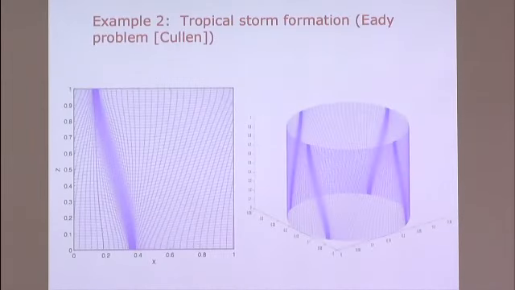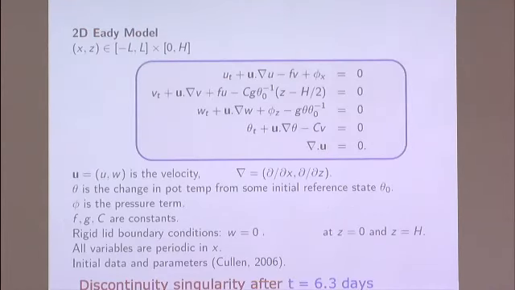The example I'm going to use is an example that Mike Cullen suggested, and if anyone's interested, you can look at it in his book on atmospheric flows and so on. And this is the ED problem, which is a two-dimensional vertical slice approximation to the geostrophic equations. So what is the ED problem? There it is.